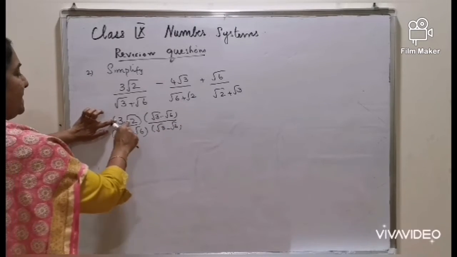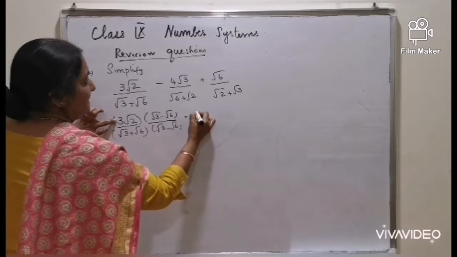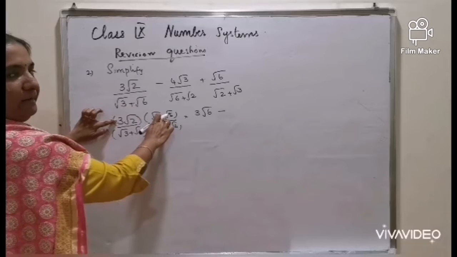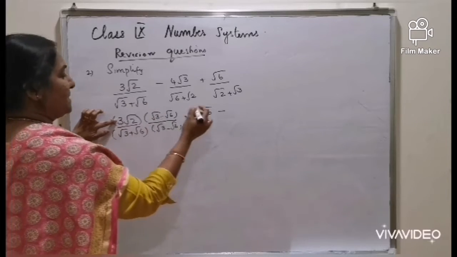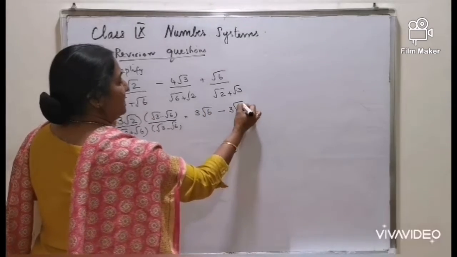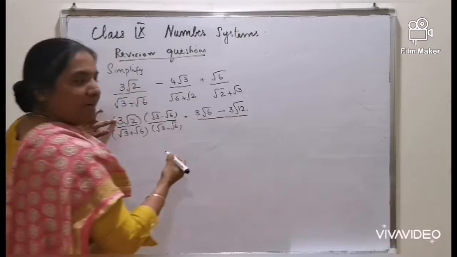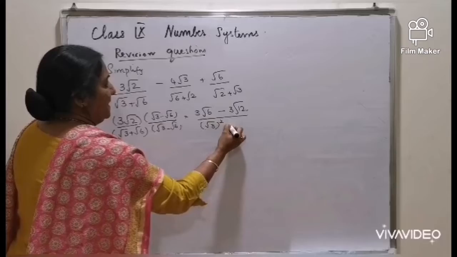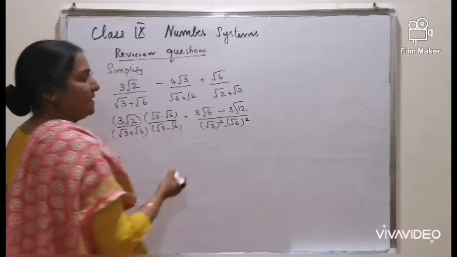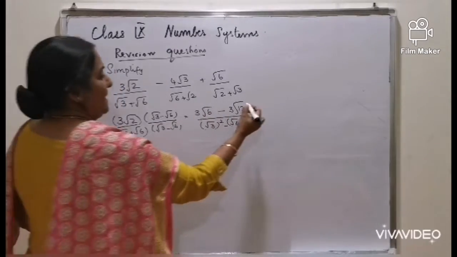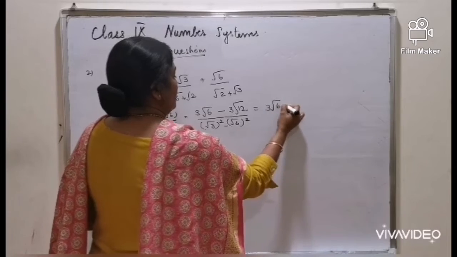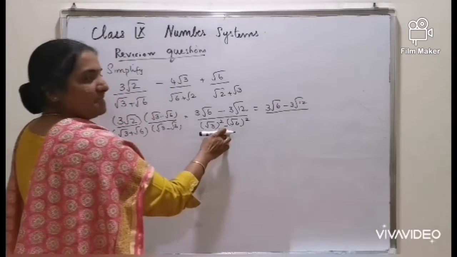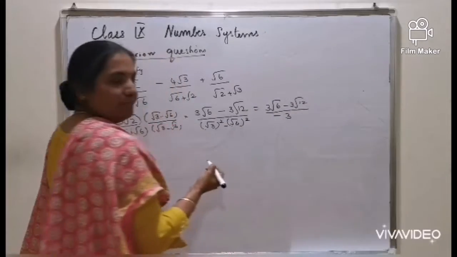Directly, 3 root 2 into root 3 is 3 root 6, minus 3 root 2 into root 6, which is 3 root 12, divided by root 3 the whole square minus root 6 the whole square, which is the same as 3 root 6 minus 3 root 12 by 3 minus 6, which is minus 3.